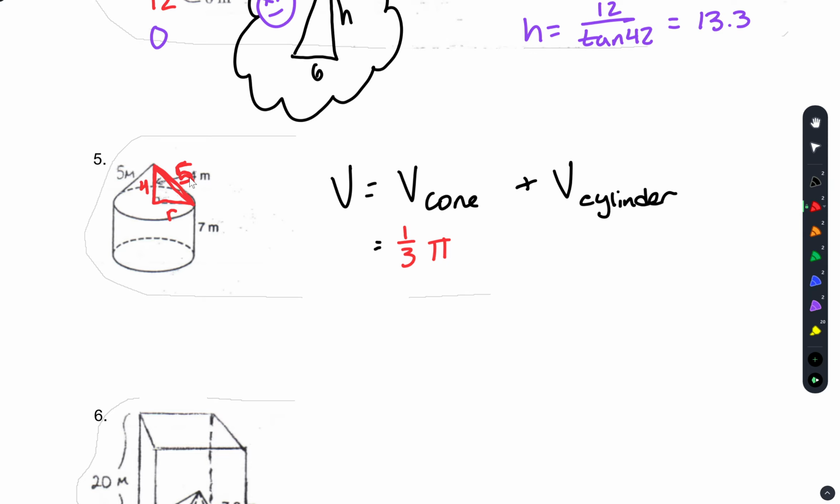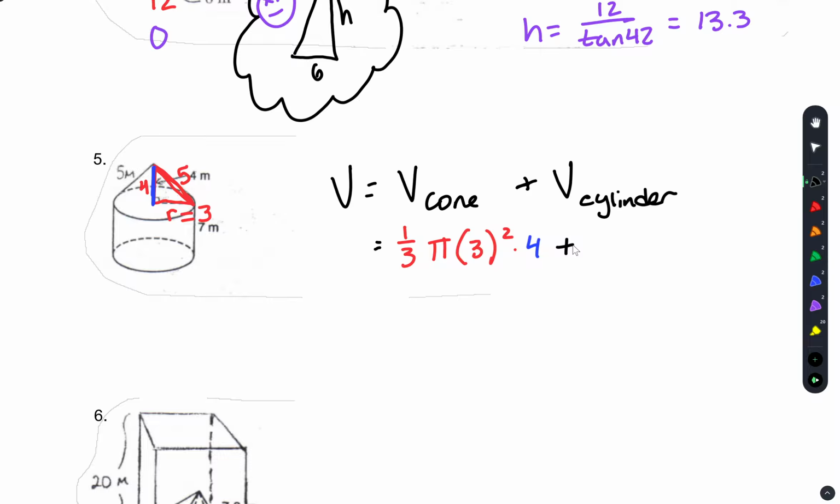It's 5. If you know your Pythagorean triples, hopefully you know that this is a 3, 4, 5 triangle. So my radius is 3. If you don't believe me, you can do Pythagorean theorem. Pi 3 squared times the height of this cone, which is right here. It's 4.